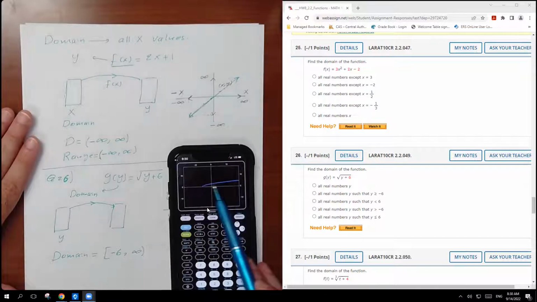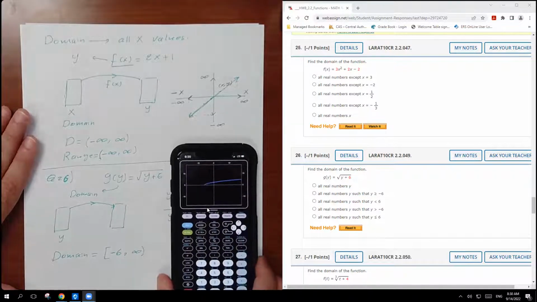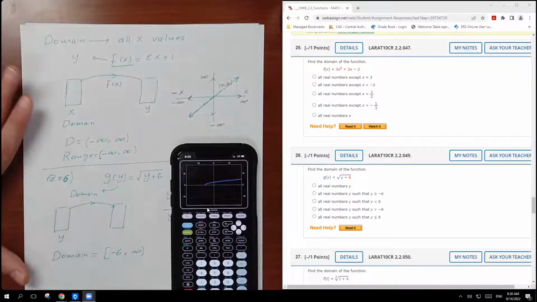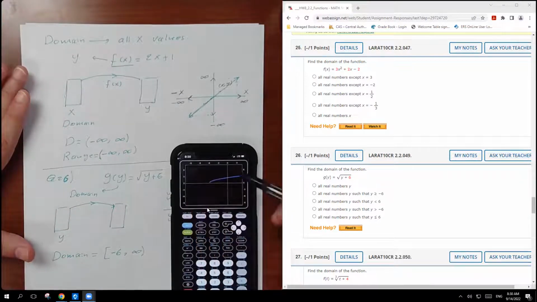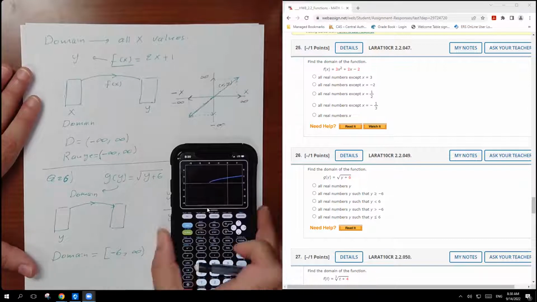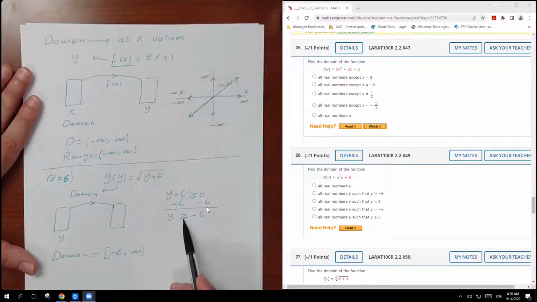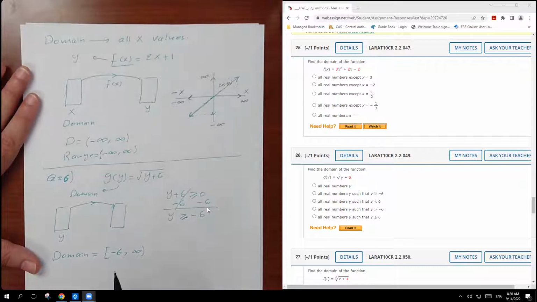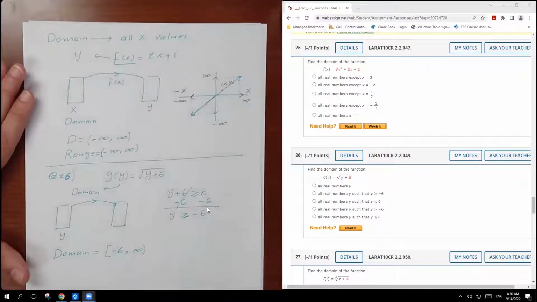If you look at this function, here's the graph, and we need to write down the domain. That means all x values. All x values on this one start from negative 6. That means the function starts from negative 6 and goes to the positive side, to the infinity, because here is infinity, here is negative infinity. So start from negative 6 and goes to the infinity. Why did I put a bracket on this side? Because we have an equal sign. So when you have an equal sign, you're going to put a bracket. So this is the domain for example 26.